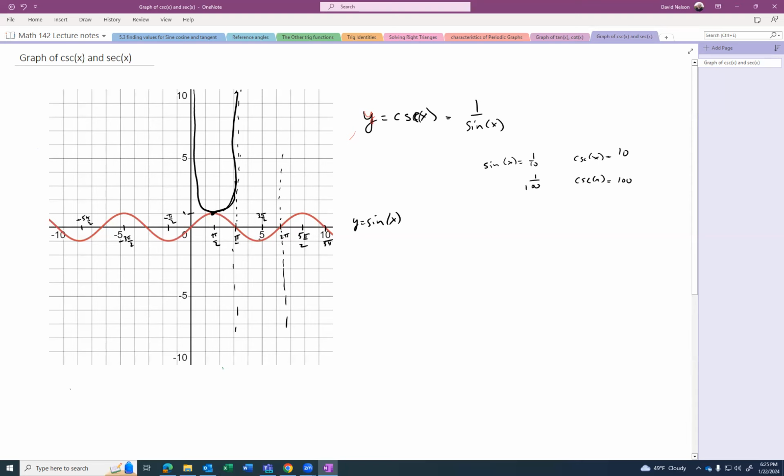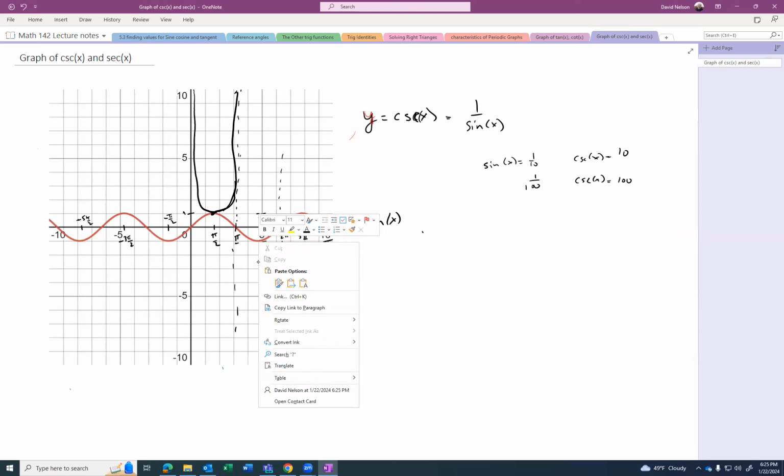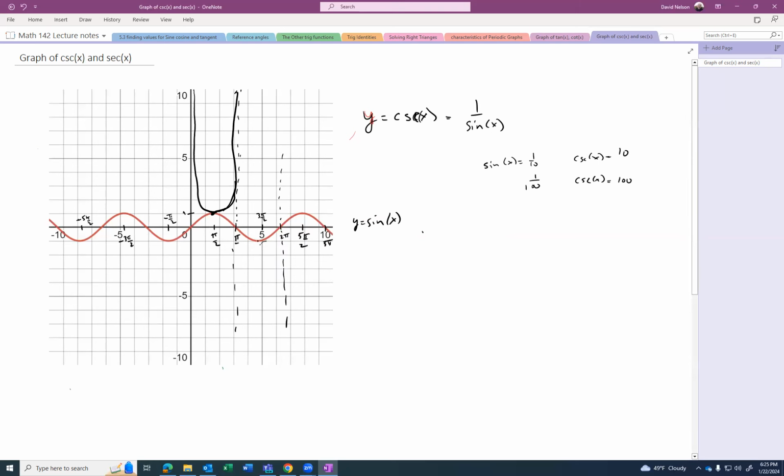At this 3 pi over 2, which is a little bit smaller than 5 in here, I'm going to have a y value of 1. You get a y value there of 1.